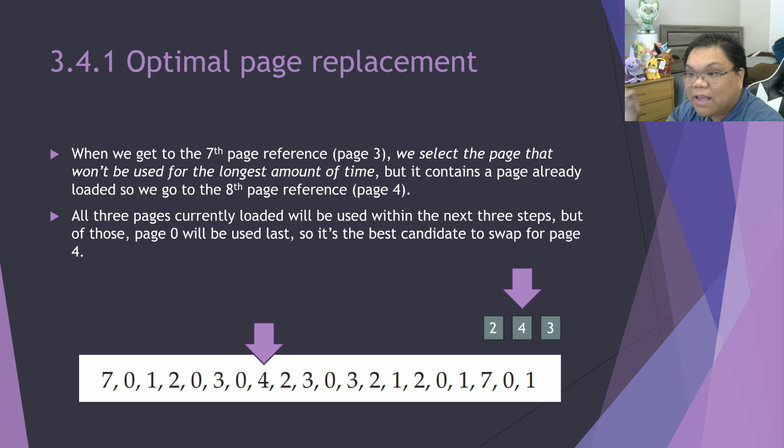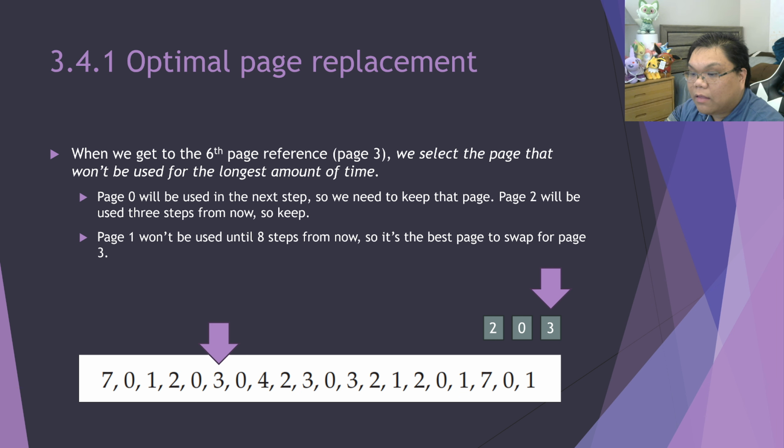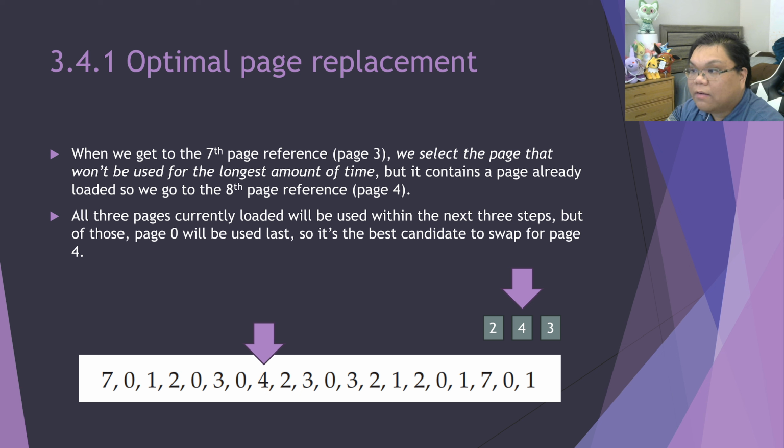When we get to the seventh page, that is page 3, we select the page that won't be used for the longest amount of time, but memory already contains a page that we already loaded, so we go to page 8.